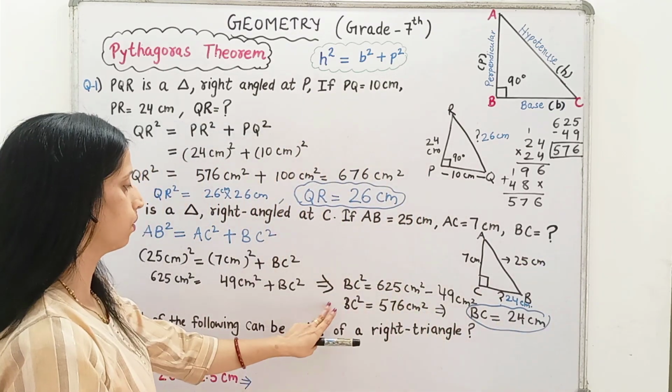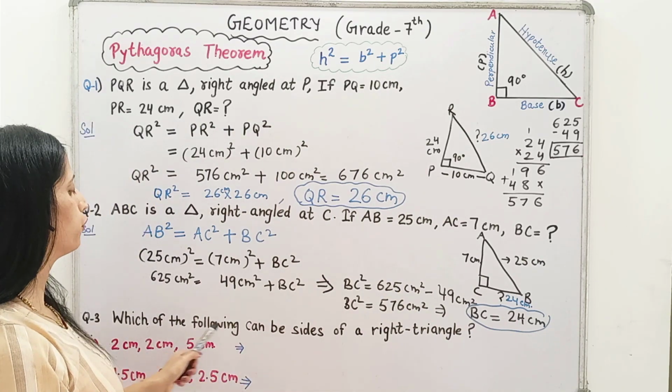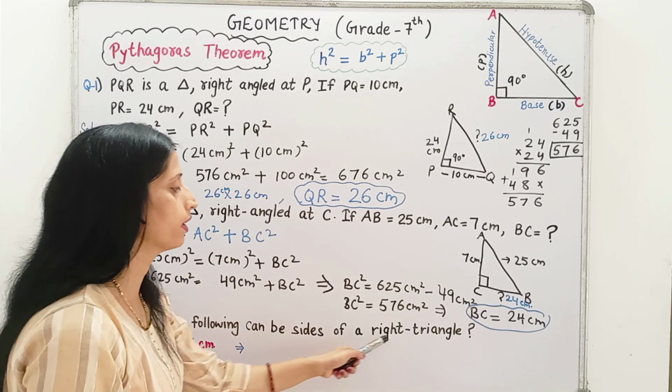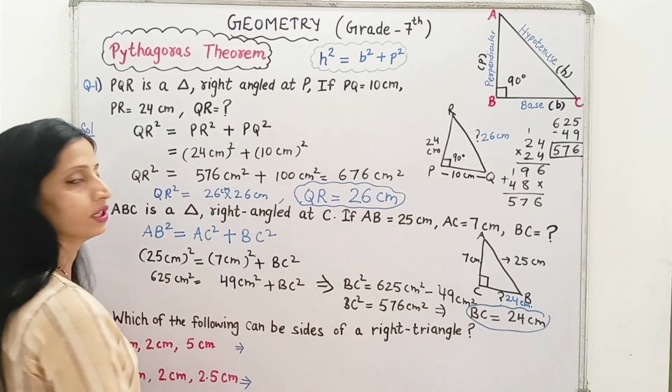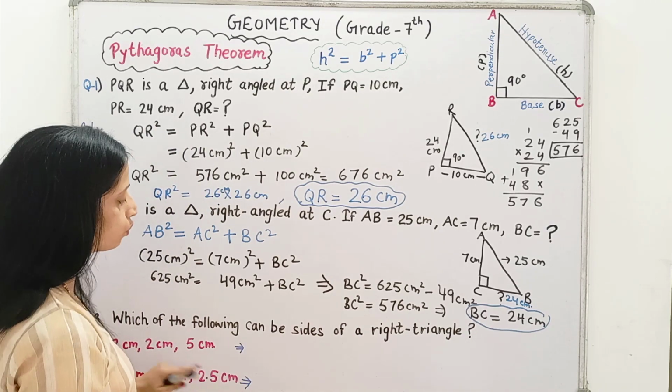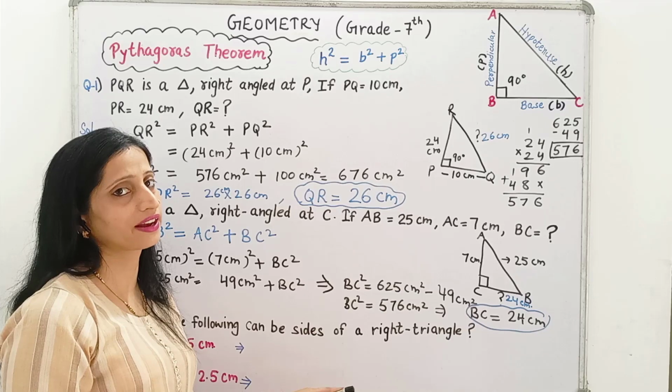Okay. Now let's move on to the next question. It is, which of the following can be sides of a right angle triangle? In this, 3 sides we know. Okay. And we have to check whether these sides can be the sides of a right angle triangle or not.